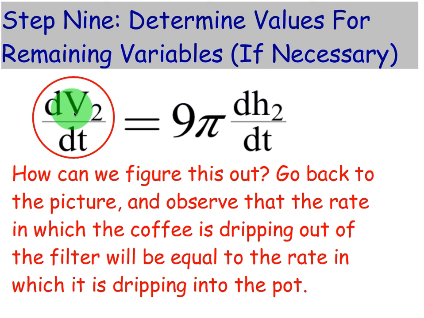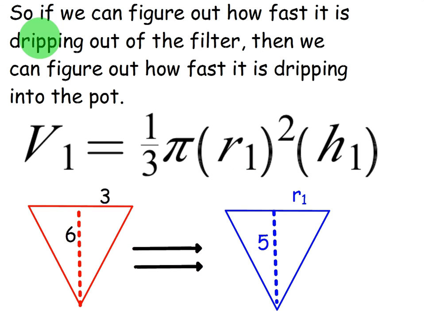So if we figure out dV1/dt, which is the rate at which it's dropping out of the coffee filter, it should be the same as it going into the coffee pot. Here we go. So if we can figure that out, we can figure out what we need to know. So we basically need to go back and look at the volume of our filter.